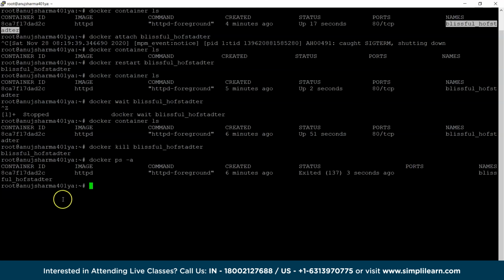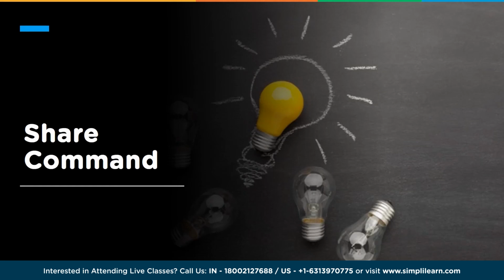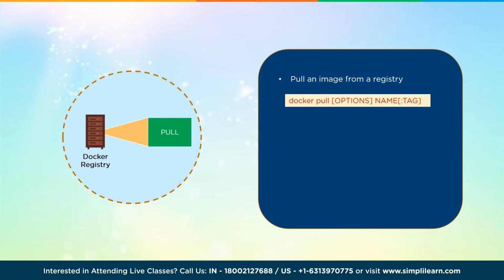Let's go back to the main container. So these were some of the commands from the Docker containers perspective. Let's talk about some of the commands from the share perspective. So how can we share Docker images? We have a typical pull and push mechanism, using which we can interact with the Docker Hub or a Docker registry.